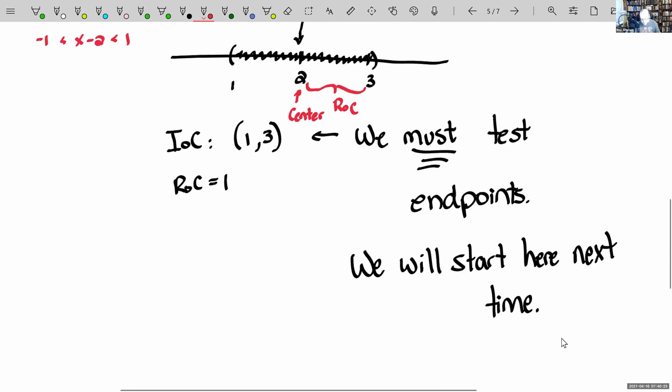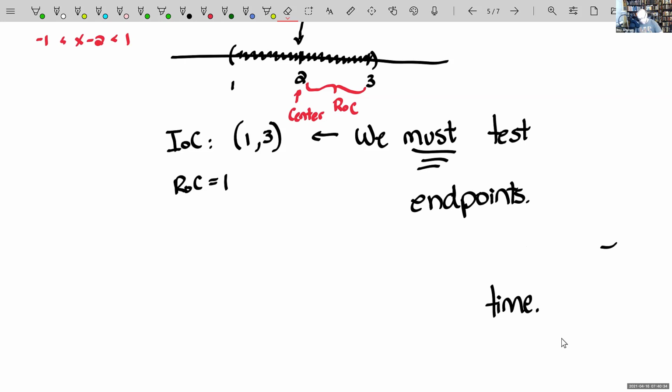And now we have to test the endpoints, and this is where we're starting. I know it took 20 minutes, but the reality is I think it's super important for us to all get caught up and be on the same page. All right, so here we are.